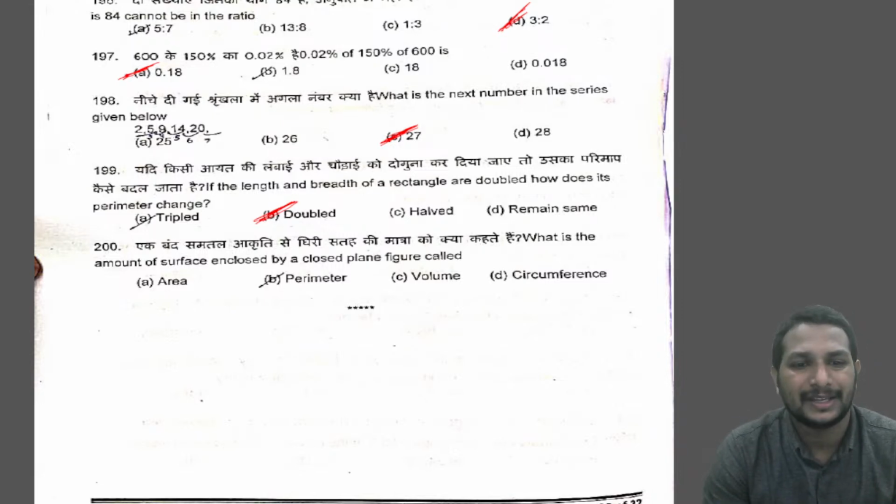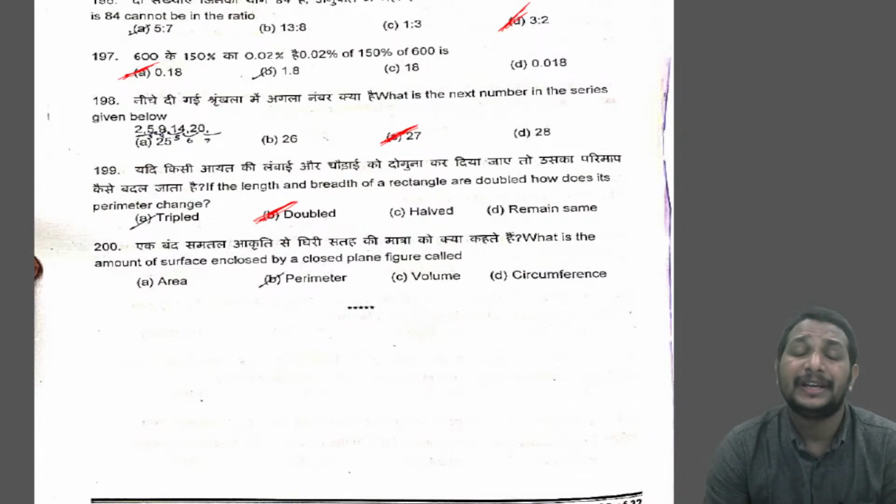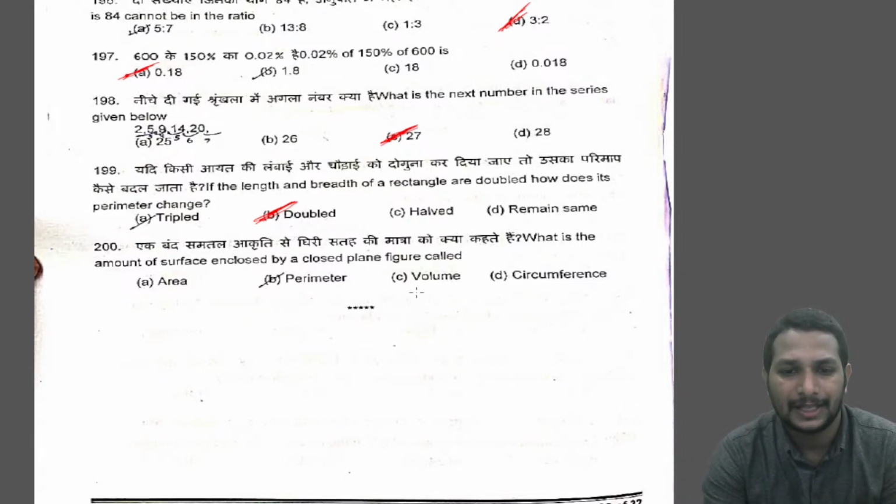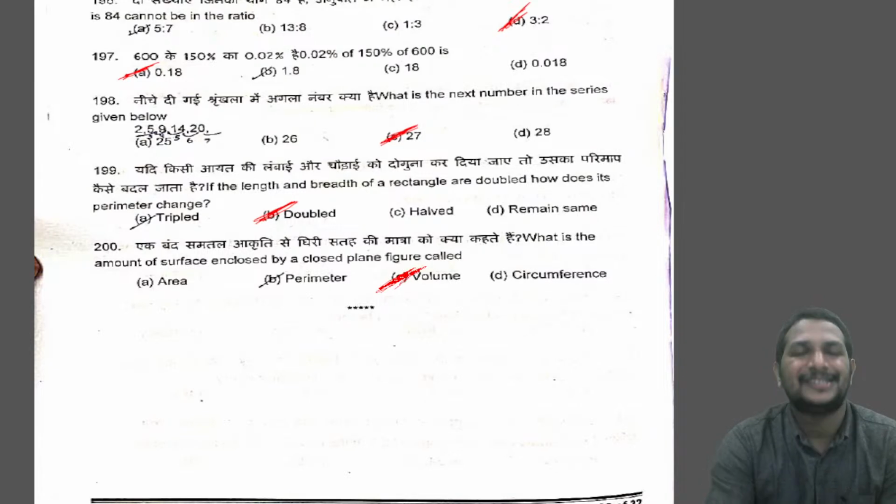Perimeter means the sum of all the boundaries. Circumference is the perimeter of a curved circle. So the answer for this question, the amount of surface enclosed by a closed plane figure, is area. So the answer for this question is option C.